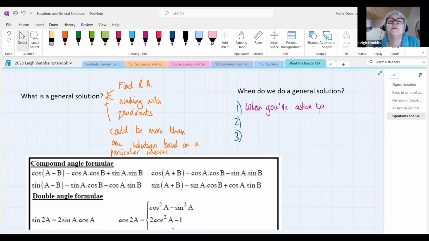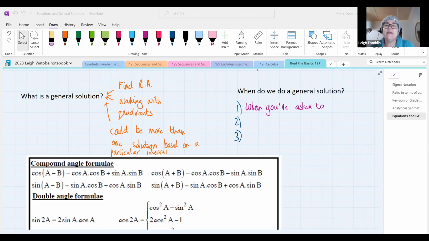Amahle? Good evening, ma'am. Can I please add to your point? Sure. We do a general solution when we're asked to find a certain number of values, which are the angles on a Cartesian plane between 2 intervals. Absolutely. So quite right. So let's say between negative 90 and 90, or between minus 180 and 360.